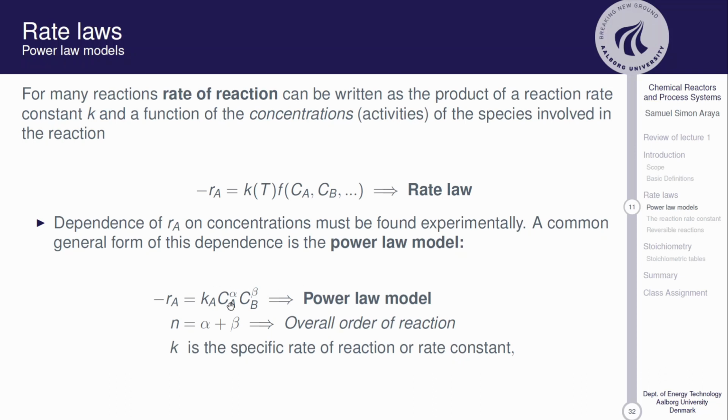And then the reaction will be of order alpha with respect to A, and order beta with respect to B, and the overall order of the reaction will be alpha plus beta. K is in this case the specific rate of reaction. As you can see, we know concentration is mole per volume, and we know rate of reaction is mole per unit volume per time. And since alpha and beta can be whatever number, the units of K will have to change depending on what the order of the reaction is.